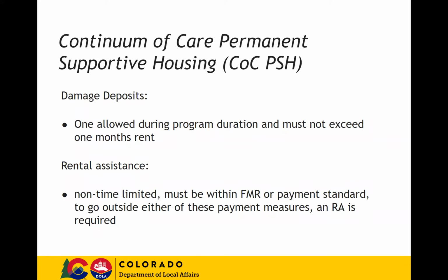Rental assistance, just like SHV, is non-time limited. And the unit must be within the FMR or the payment standard. To go outside either one of those, you need to have an RA.